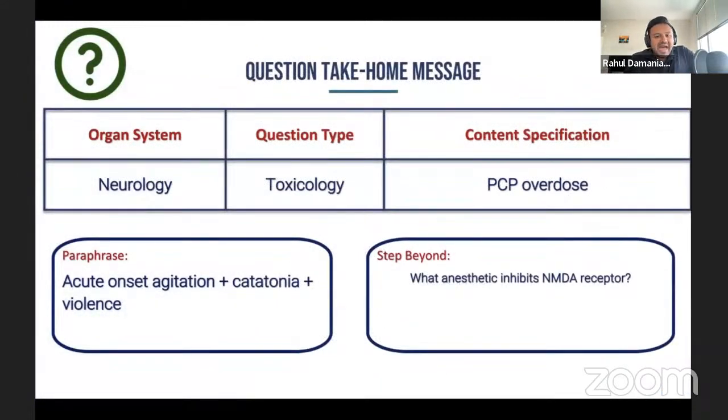So tying in PCP with some pharmacology. What anesthetic is used as a dissociative anesthetic and inhibits the NMDA receptor? What do you think is the answer to this step beyond question? Go ahead and type it into the chat. Excellent. If you're thinking ketamine, you're absolutely correct. We actually use this pretty commonly in the emergency department or where I work in the peds ICU.